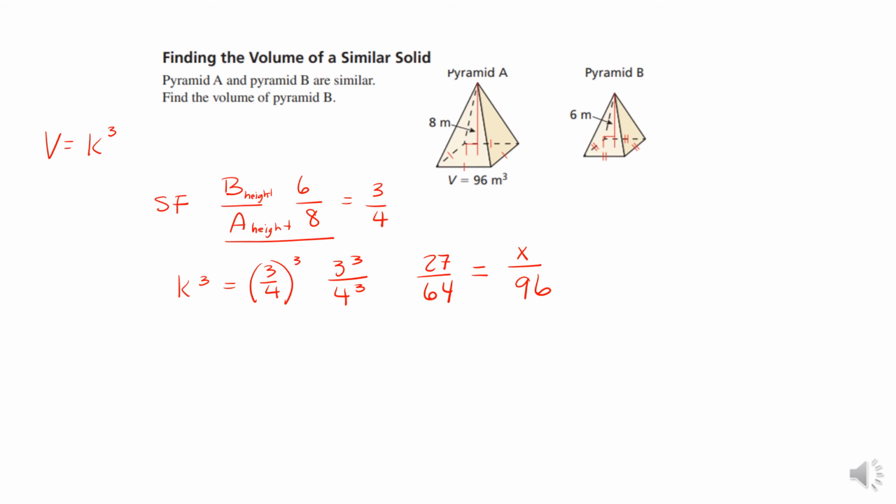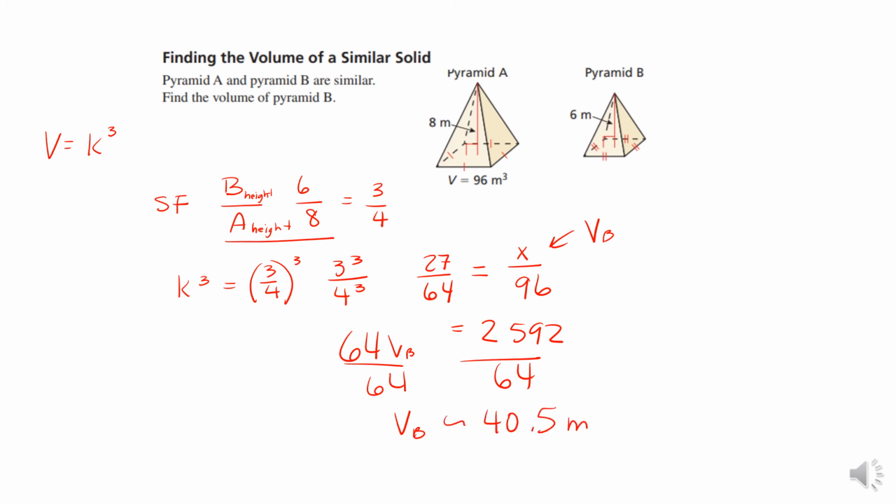So we'd cross multiply and divide, and we would get 64 times volume B, which is x, equals 2,592. Divide both sides by 64. And the volume of B is approximately 40.5 meters cubed. So that's how you go about doing that.